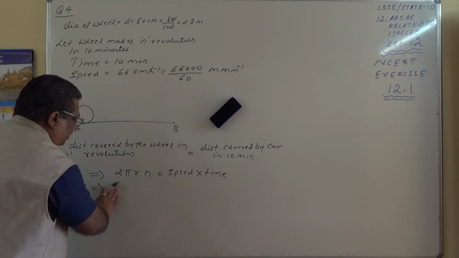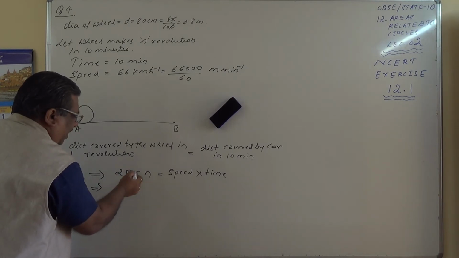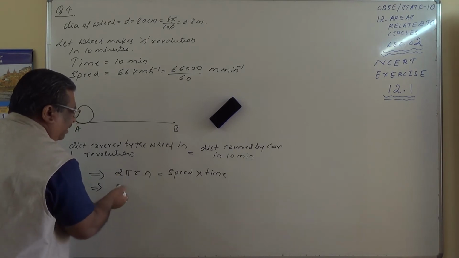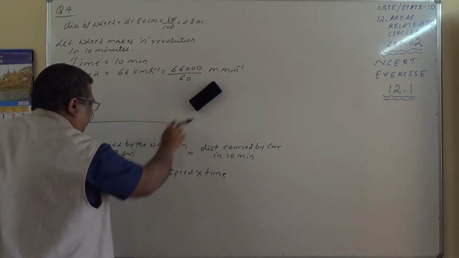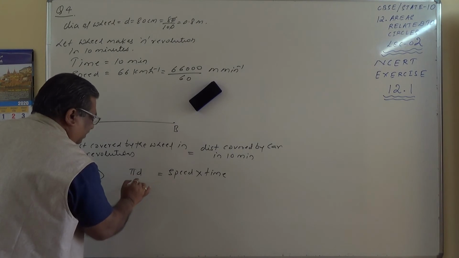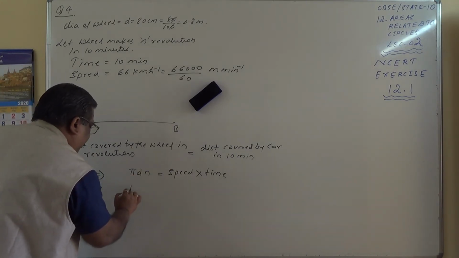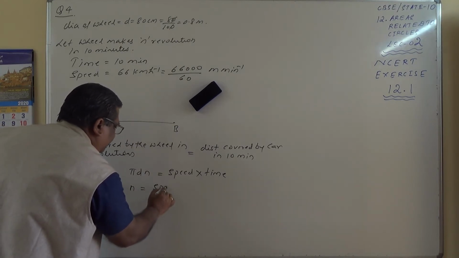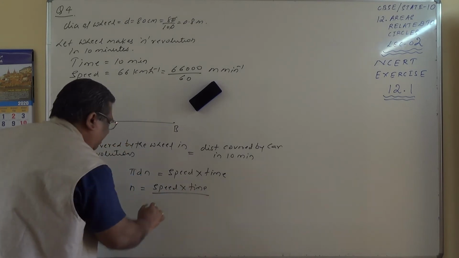See here, important, instead of 2 pi r, I also can write 2 into r is d here. Pi d n also I can write. I hope you are able to understand. In terms of diameter I am writing pi into d is the circumference into n is equal to this. Therefore, n is equal to speed into time divided by pi d.